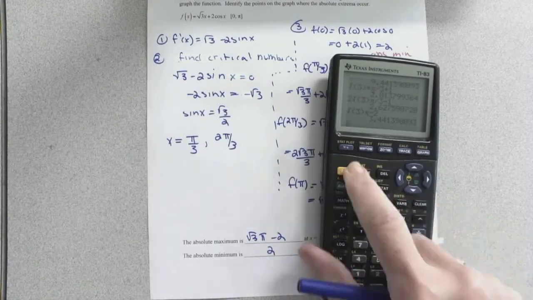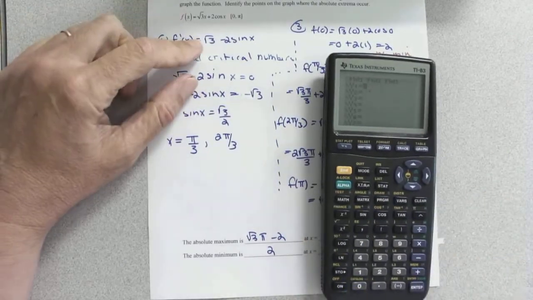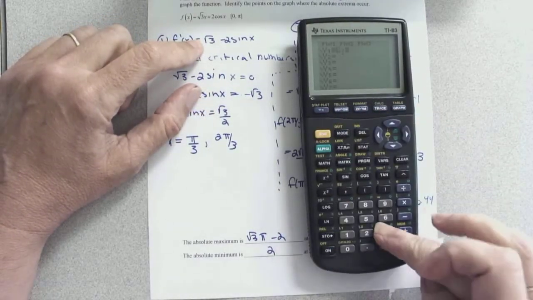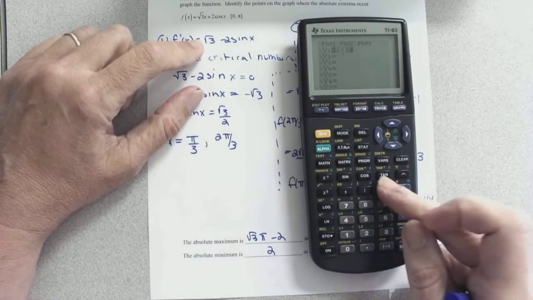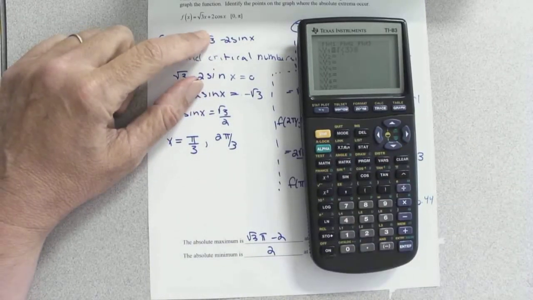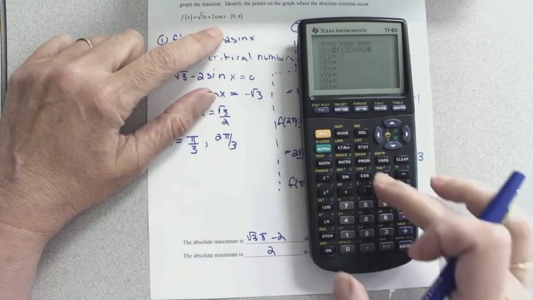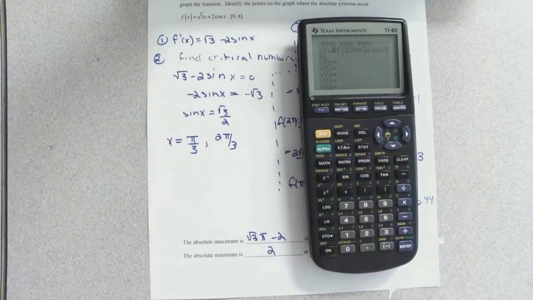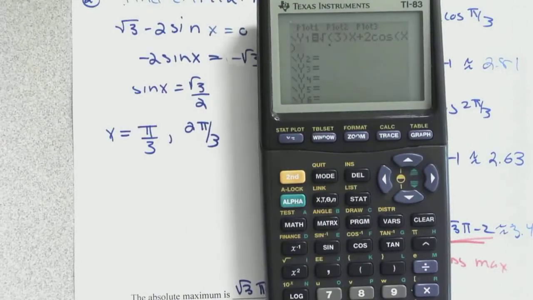And so, let's go to y equals, clear that, put the original function in there. So, square root of 3. In this, make sure you're using your calculator correctly. So I have to end that square root, x plus 2 cosine of x in the parentheses. Now, I'm not going to just hit zoom 6 here, because I have some really good information about this function.